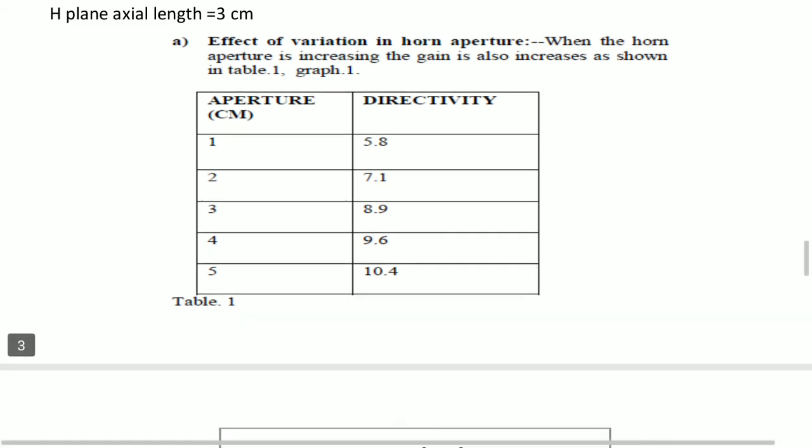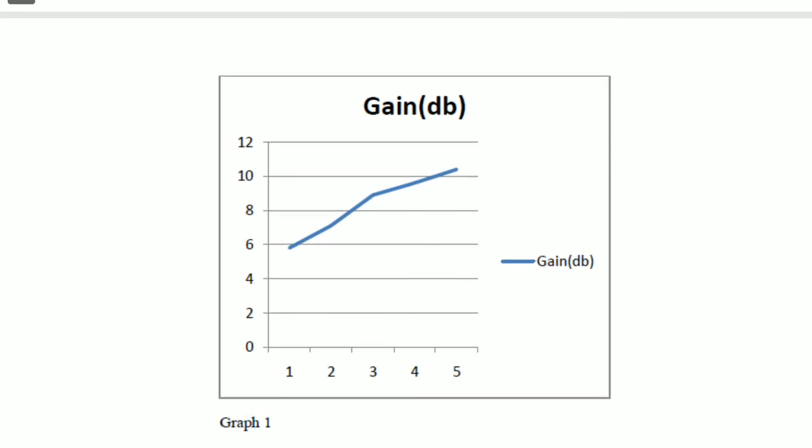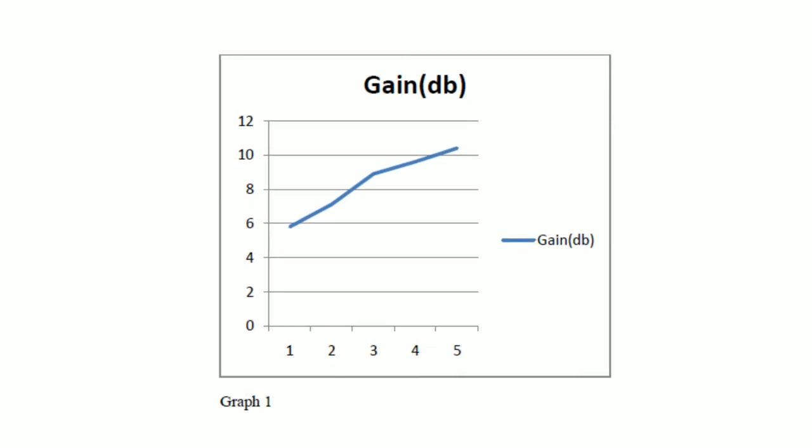So we can say when the horn aperture increases, the gain also increases, and the directivity also increases. This is the graph of gain: as we increase the aperture in centimeter, the gain also increases. It increases from 6 decibels to more than 10 decibels for a 1 to 5 centimeter increase in aperture.